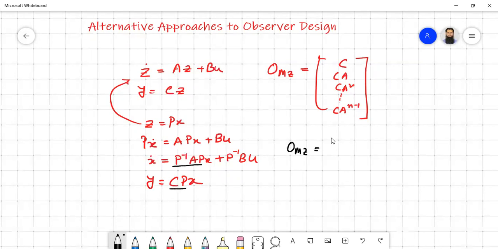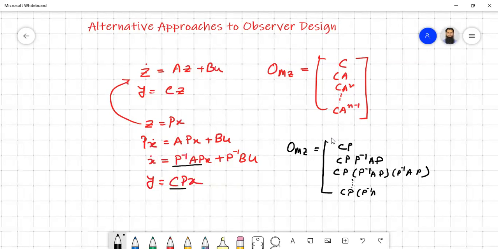So OMX will be C, which is basically CP, and then C with A, that is CP with P inverse AP. You can see P inverse is getting cancelled out. So CP, P inverse AP, P inverse AP, and similarly it goes up to CP, P inverse AP, and finally n minus 1 number of P inverse AP.